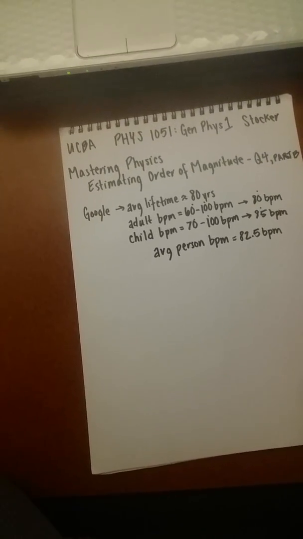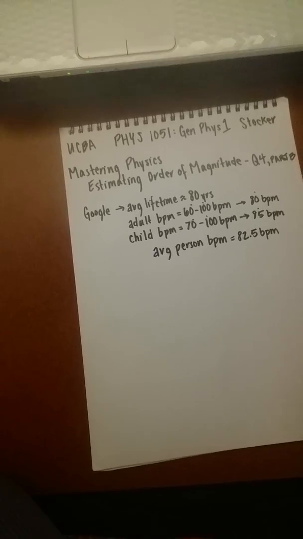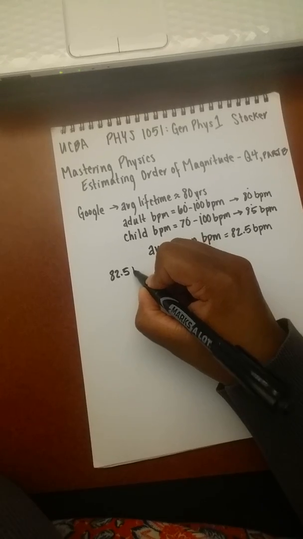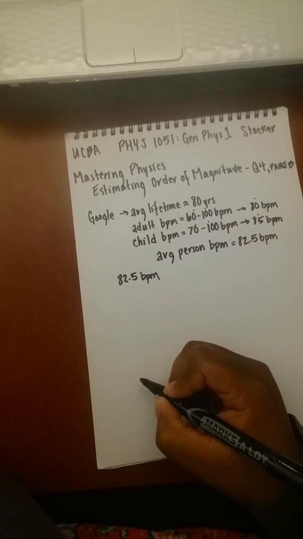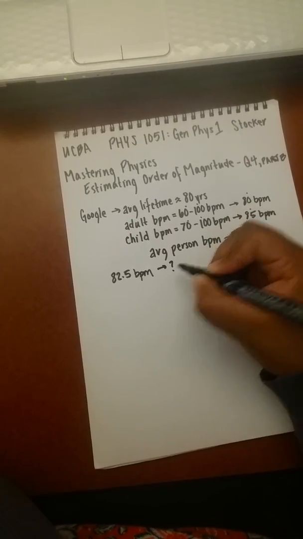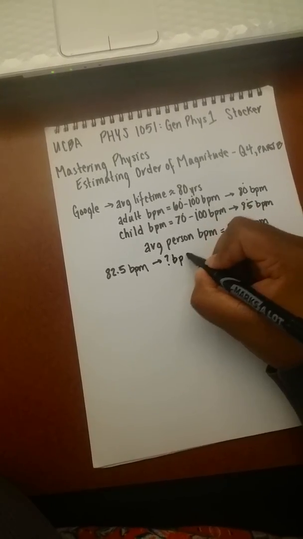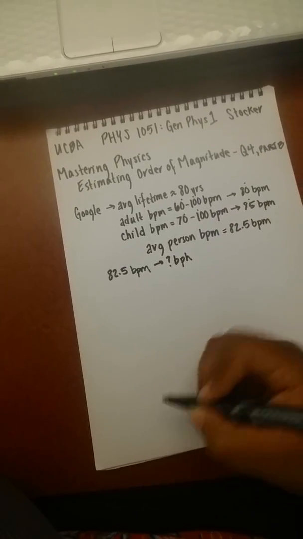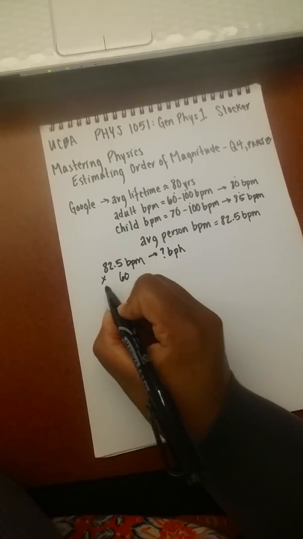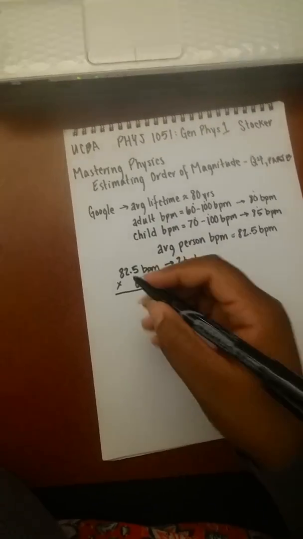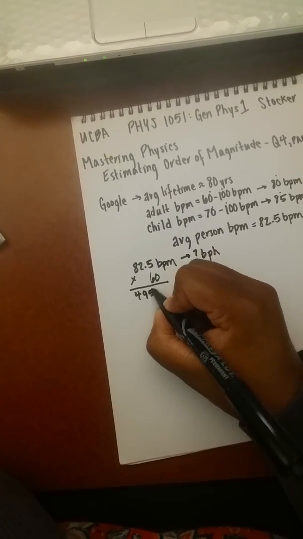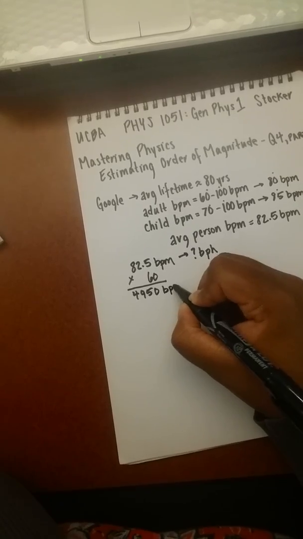So from there, I wanted to convert the 82.5 beats per minute of the average person into how many beats per hour. So I multiplied this by 60, since there's 60 minutes in an hour, and got 4,950 beats per hour.